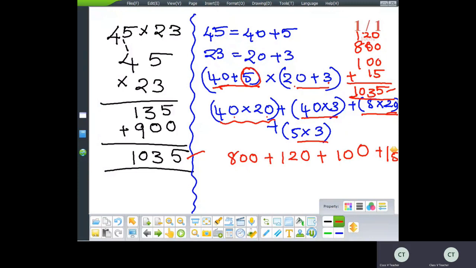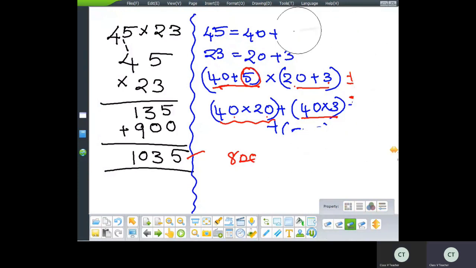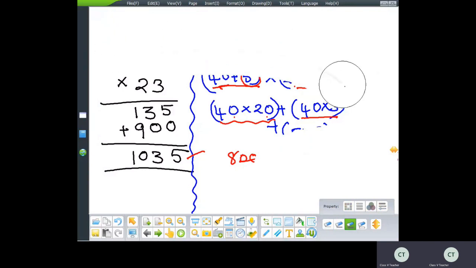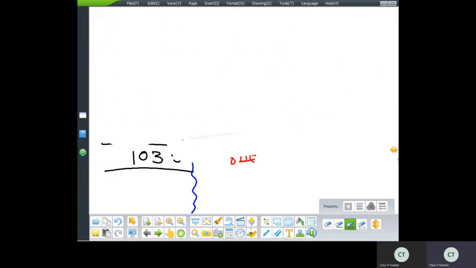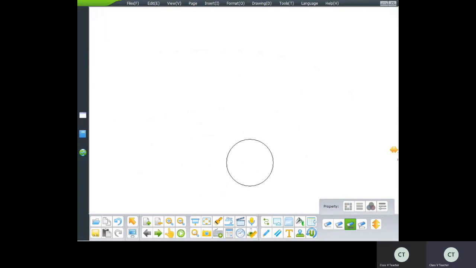Okay. So now let us go to the next lesson, division. Firstly, division. I have gone through the keywords of division. Okay. So what is the symbol of division, children? Division symbol is the divided by symbol. So this is the symbol of division.